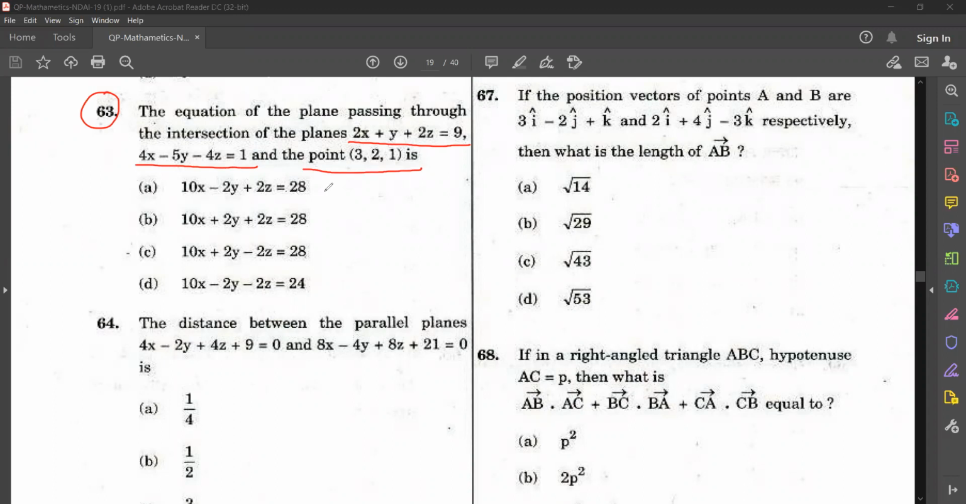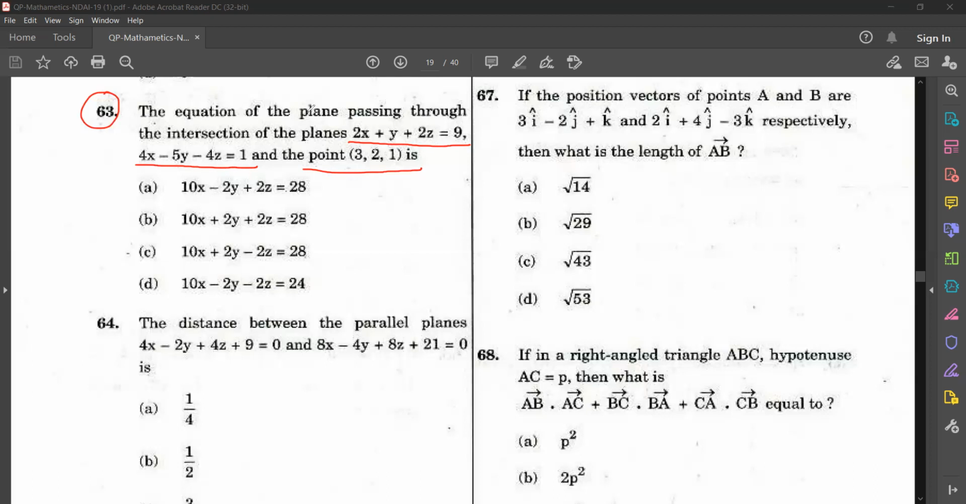10x minus 2y plus 2z equal to 28. 10x plus 2y plus 2z equal to 28. 10x plus 2y minus 2z equal to 28. 10x minus 2y minus 2z equal to 24. You have to try this. I'll give you 1 minute. Just try and comment your answers.